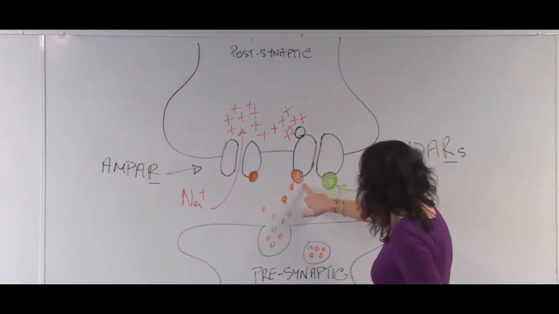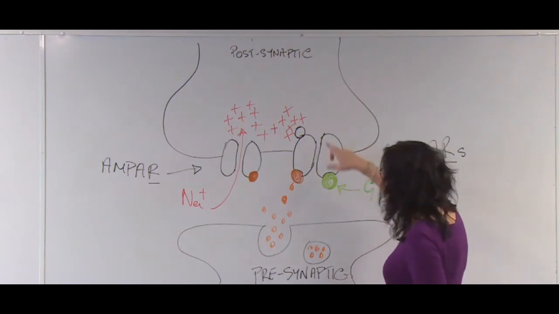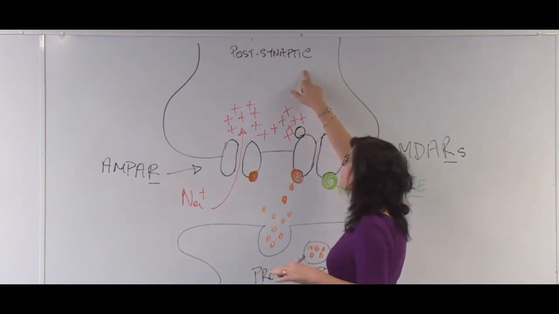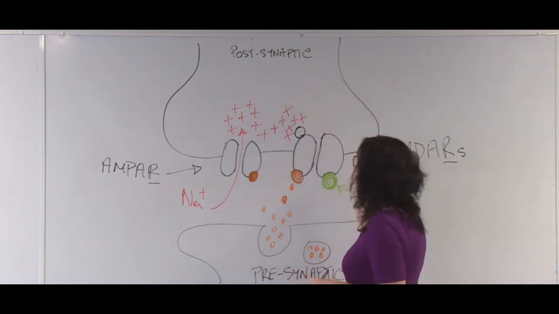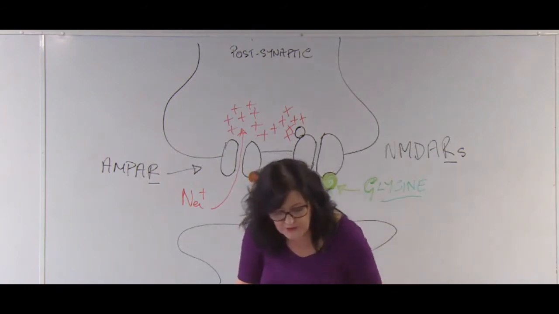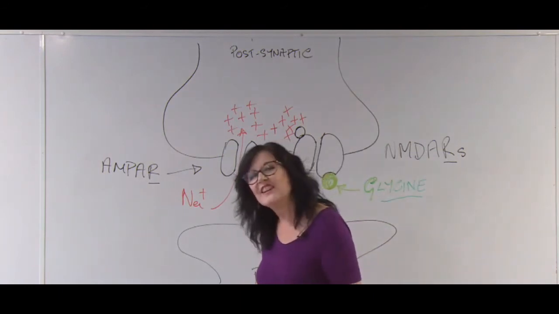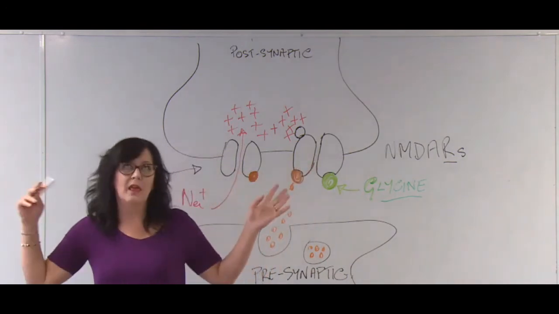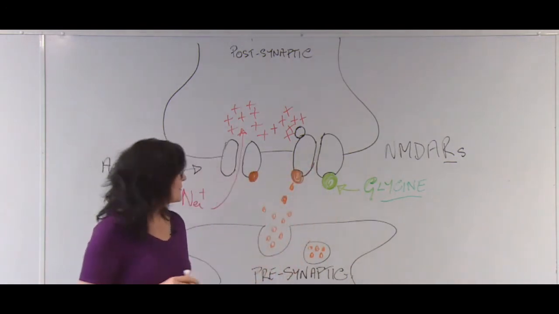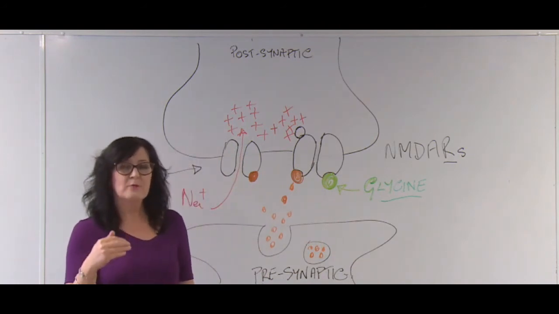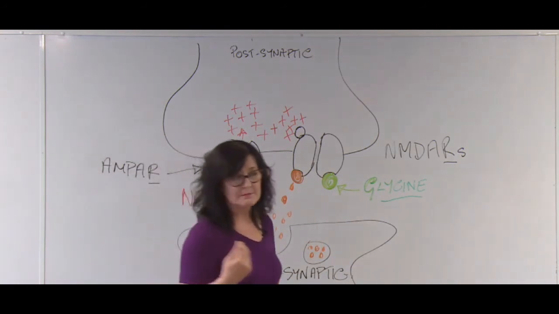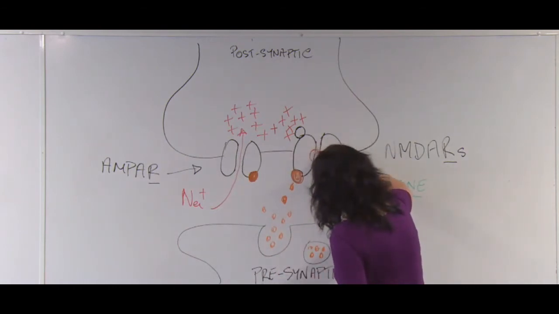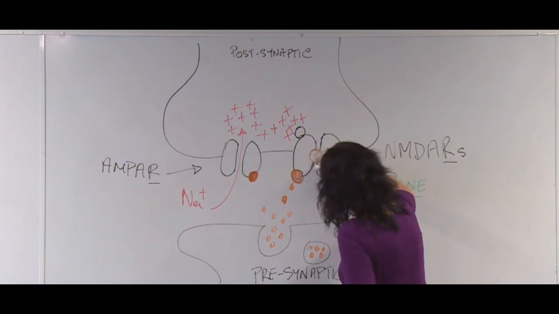So we've got glutamate binding, glycine binding, depolarization within the postsynaptic neuron. When that happens, the NMDARs open, and they're really cool. We've always talked about channels. Yeah, they just change shape and they open. NMDARs, when they're closed, they're blocked by magnesium. So we have magnesium blocking the channel usually.